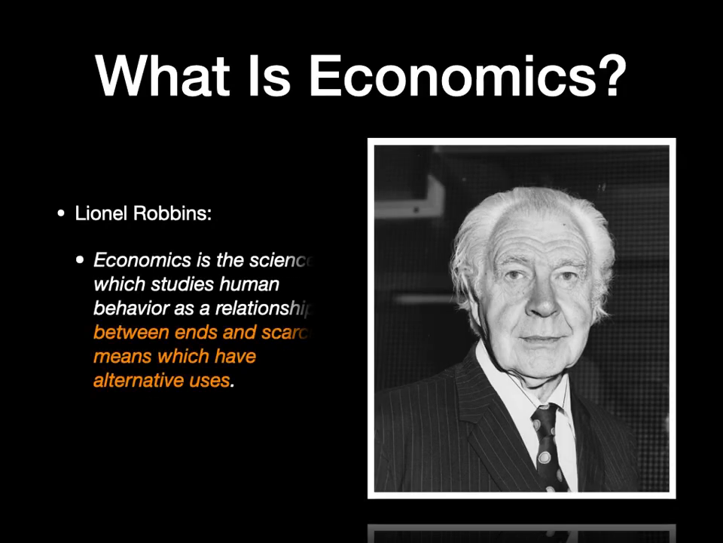So right off the bat, this is Lionel Robbins' definition of economics. It's the science in which we study human behavior's relationship between ends and scarce means which have alternative uses. In other words, there's not enough to go around. We have to decide who gets it, and this is what economics does.